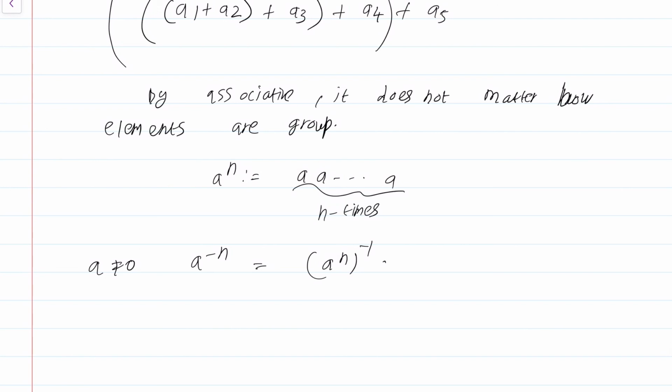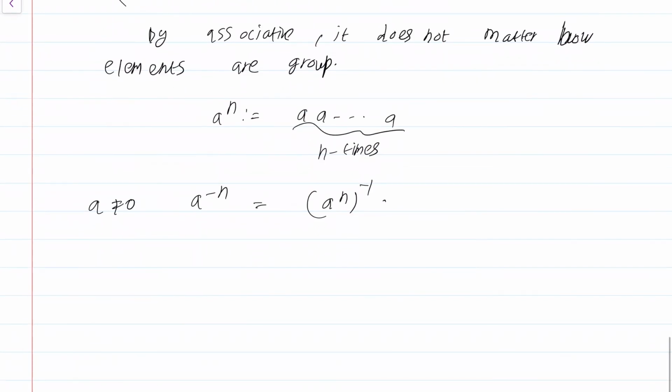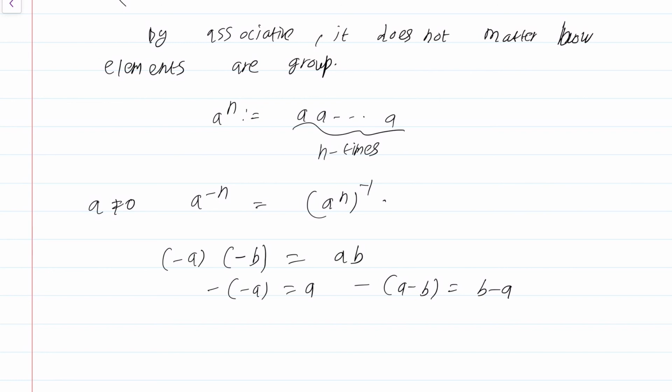Now, every single law of multiplication and addition that you have seen, including things like the law of exponents, a power m into a power n is a power m plus n, are all consequences of these field axioms. You will be proving some of these in the exercises, like minus a into minus b, as you can guess, is just ab, and minus of minus a is just a, and minus of a minus b is just b minus a.